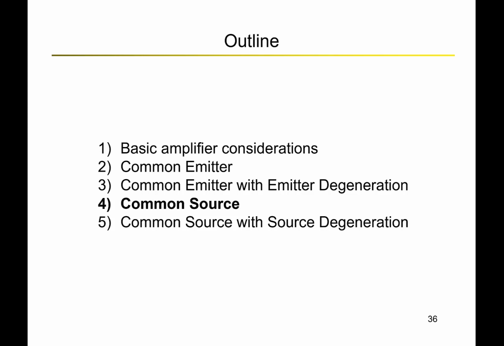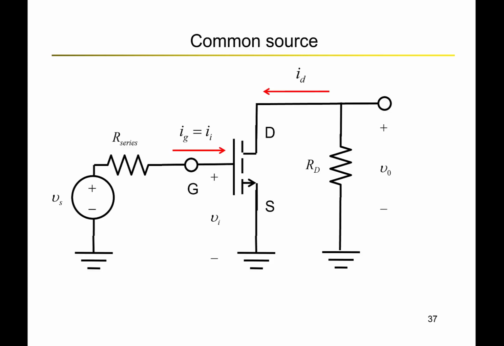Next, we will look into common source and common source amplifiers with source degeneration. The only difference between the common emitter and the common source amplifier is that instead of using a BJT, we are using a MOSFET, as shown here in this circuit. Since we have used a MOSFET, it has the three terminals: drain, source, and gate, and the source is grounded or common, so we call it the common source amplifier.